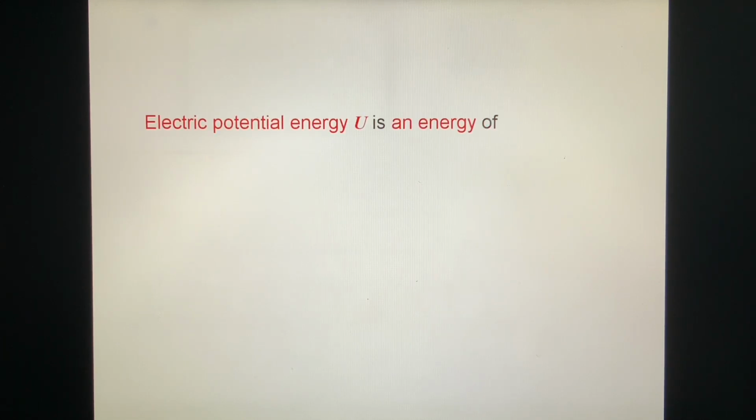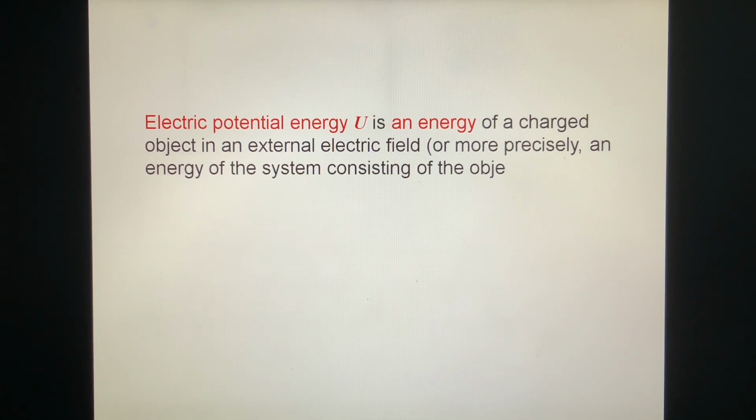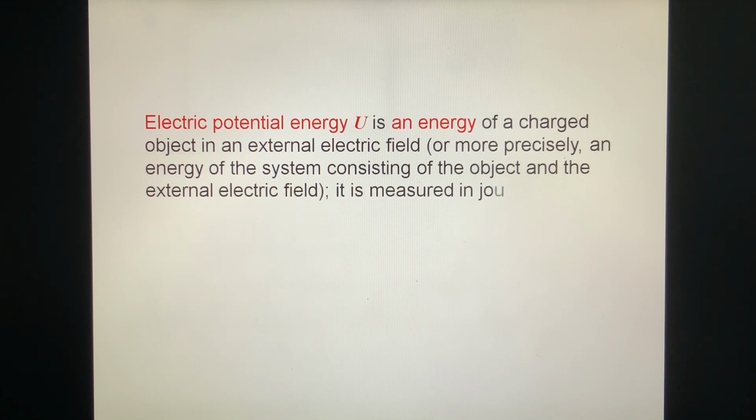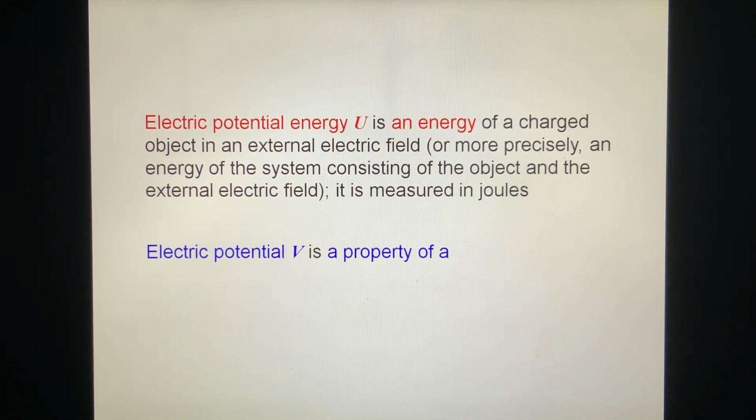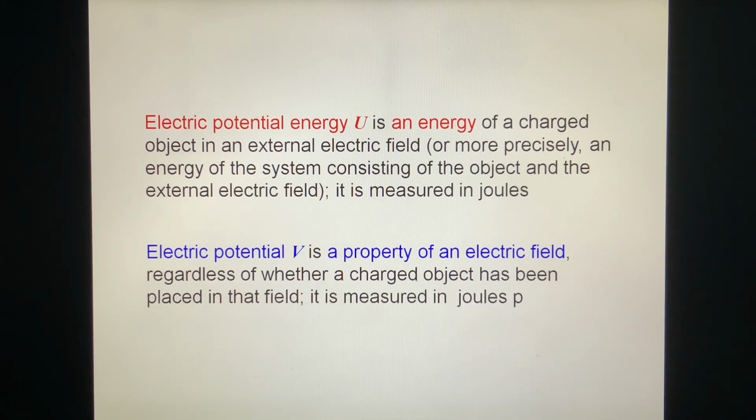Electric potential energy U is the energy of a charged object in an external electric field, or more precisely, the energy of the system consisting of the object and the external electric field. It is measured in joules. Electric potential V is a property of an electric field, regardless of whether a charged object has been placed in that field. It is measured in joules per coulomb, or volts.